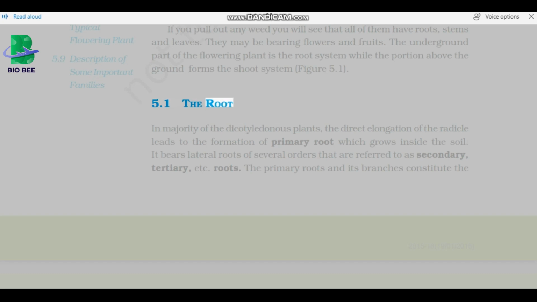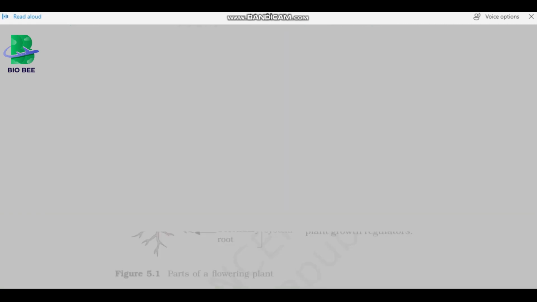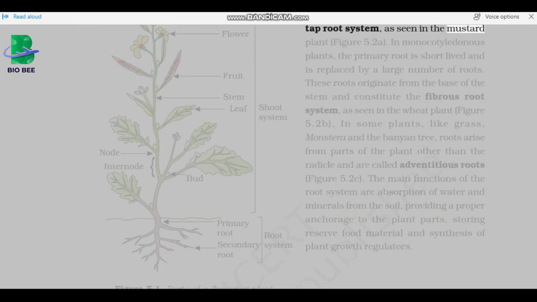5.1 The root. In the majority of the dicotyledonous plants, the direct elongation of the radicle leads to the formation of the primary root, which grows inside the soil. It bears lateral roots of several orders that are referred to as secondary, tertiary, etc. roots. The primary root and its branches constitute the root system, as seen in the mustard plant, figure 5.2a.